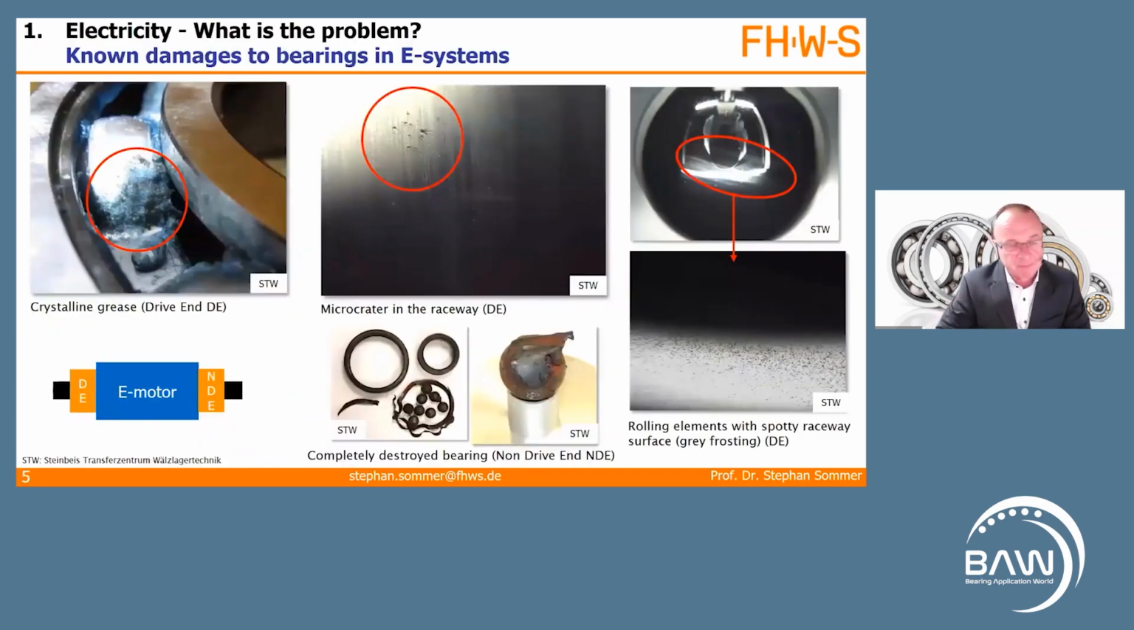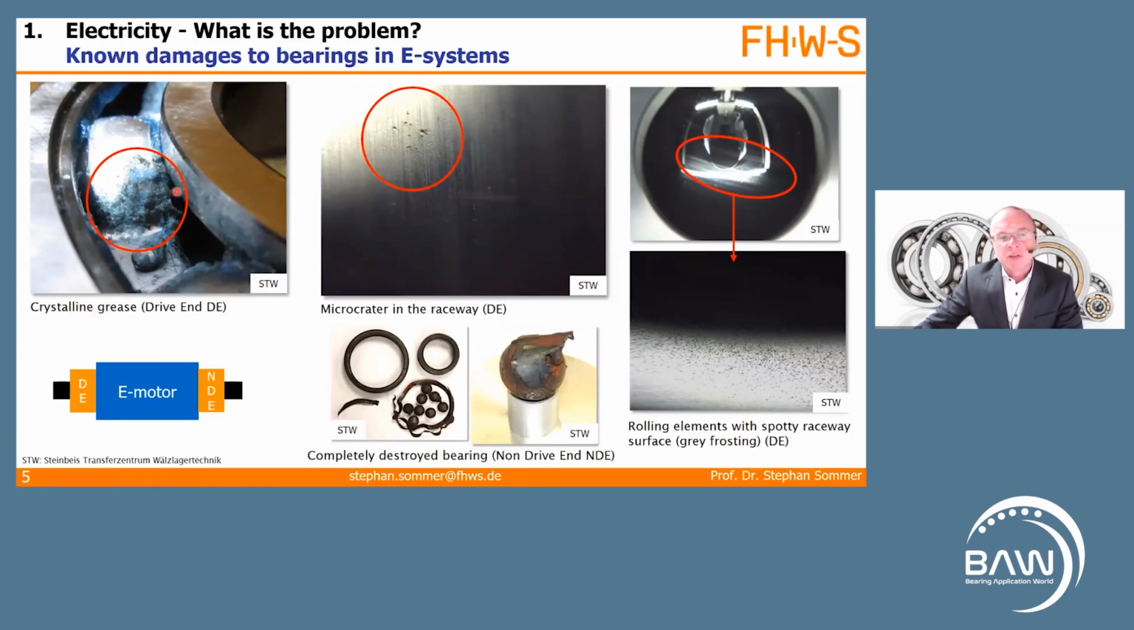Electricity, what's the problem? Let's talk about known damages to bearings in E-systems. Go with me to this little sketch of this electric motor here. It has a drive end bearing and a non-drive end bearing. Let's go to the drive end bearing first.